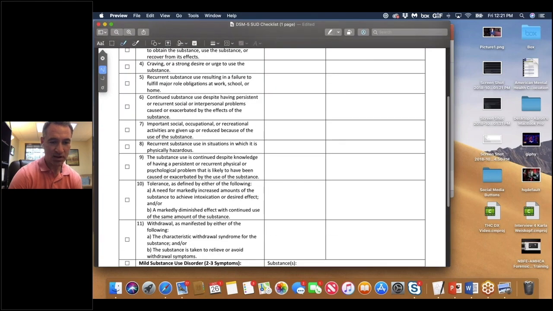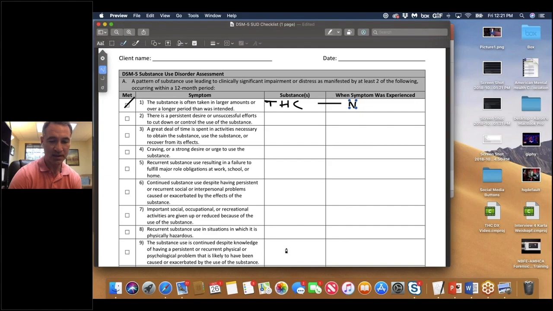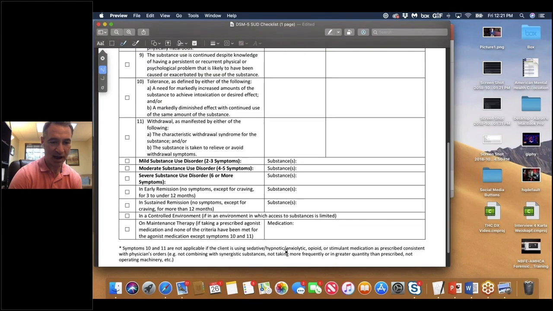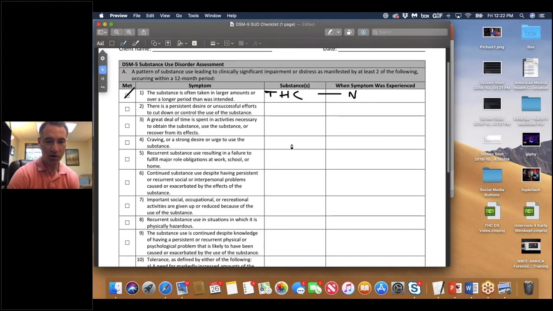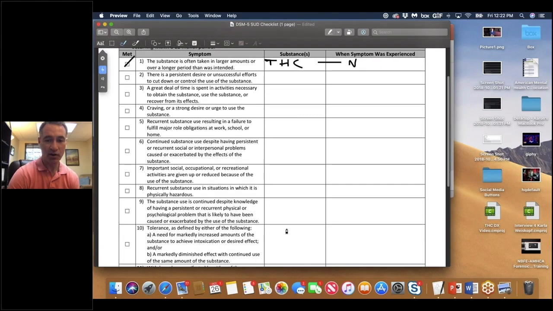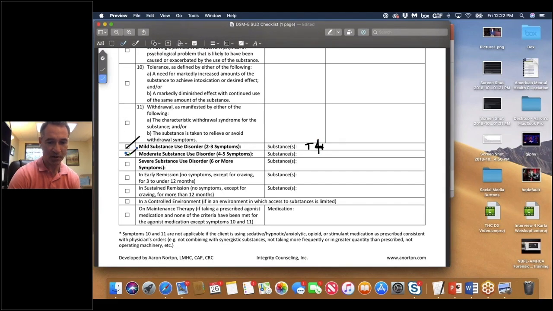Then I go here and count up for each. Let's say we had 3 THCs, then I know that's a mild THC use disorder, or mild cannabis use disorder, in other words. Okay, I can't do this, but you get the idea. And then let's say that I see 4 alcohols in the same 12-month period. Then I'm going to click moderate and write alcohol right here, and so on.